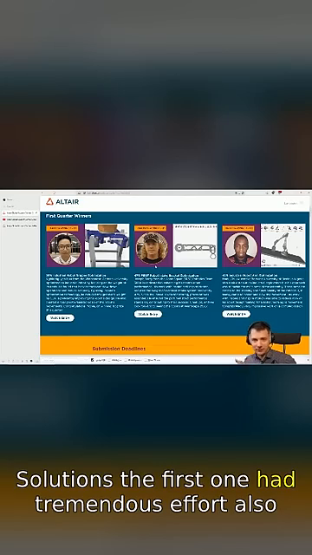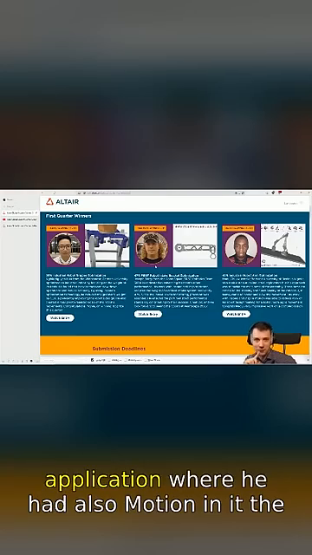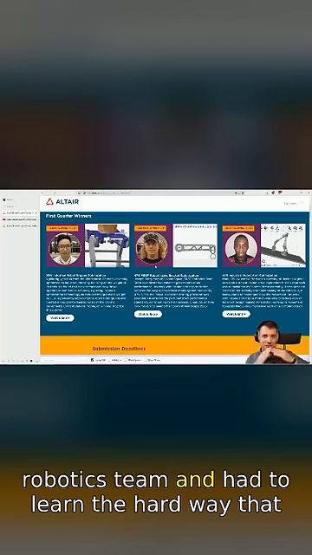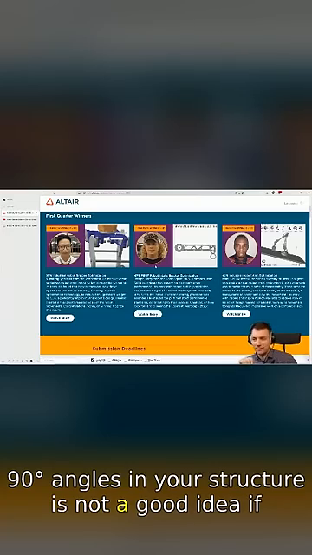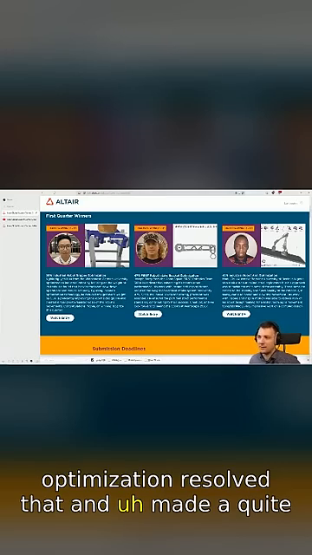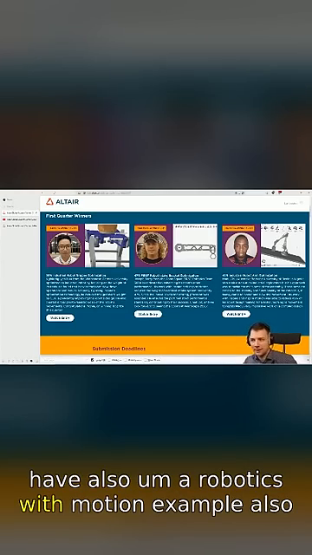The first one had tremendous effort also in rendering and stuff with a robotics application where he had also motion in it. The second one is actually a contender of the first robotics team and had to learn the hard way that 90 degree angles in your structure is not a good idea if you have a bending moment on it. And the topology optimization resolved that and made a quite better structure. And the third one here, you have also a robotics with motion example.